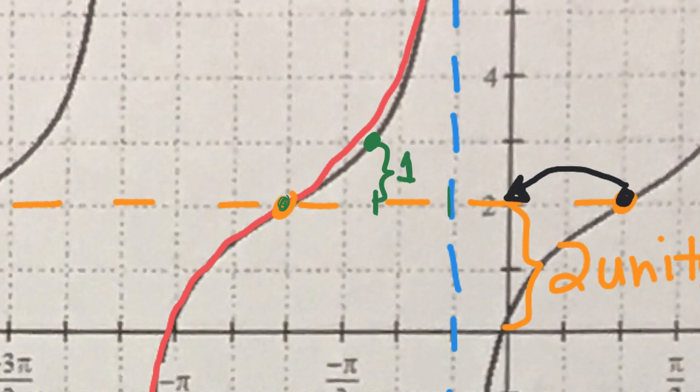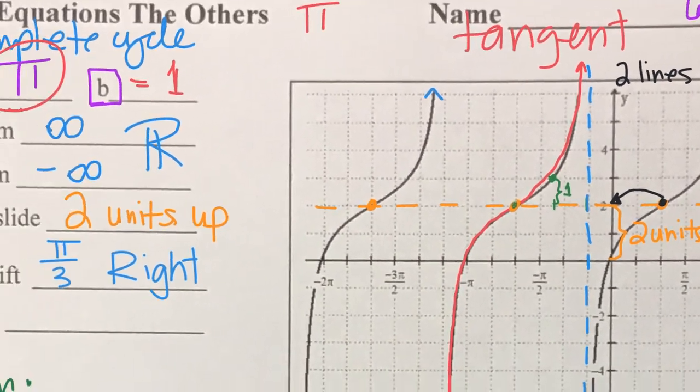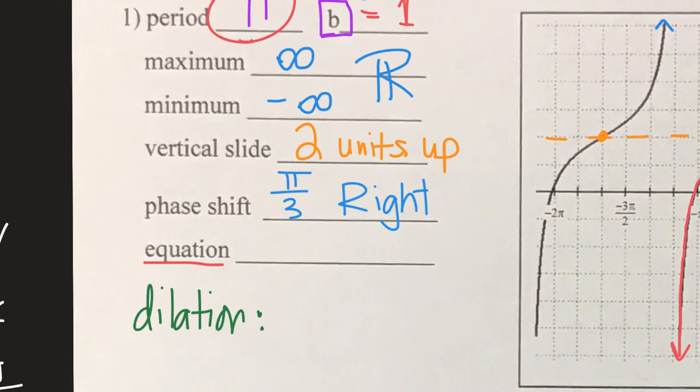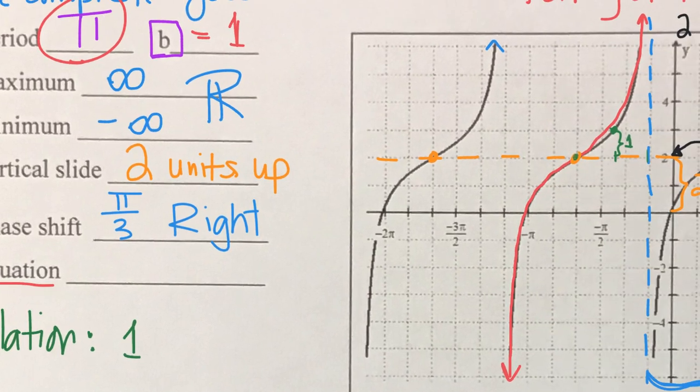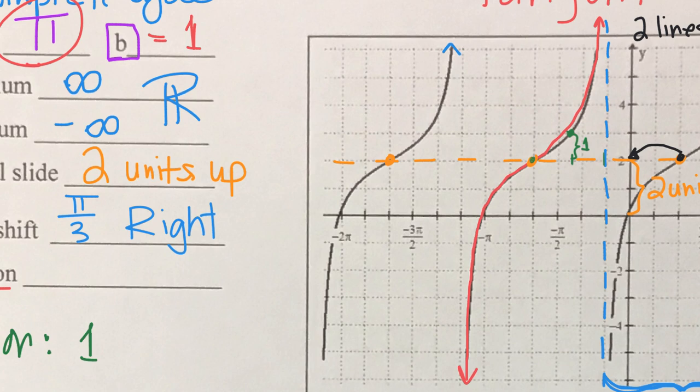So this graph has a dilation of 1, which is your normal standard dilation. In other words, it's not going to have any number in front of your trig word because your dilation is just 1. Halfway between your 0 and your asymptote is where you put in your dilation or your amplitude. So this one is 1.